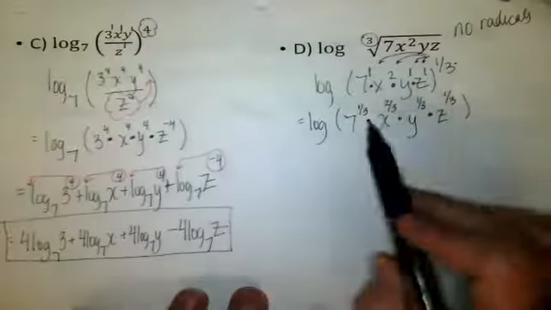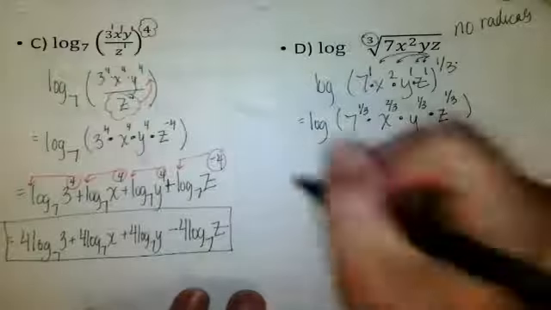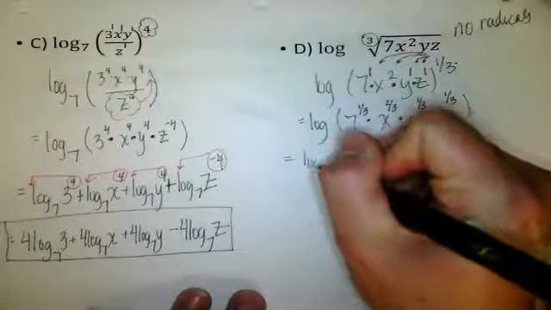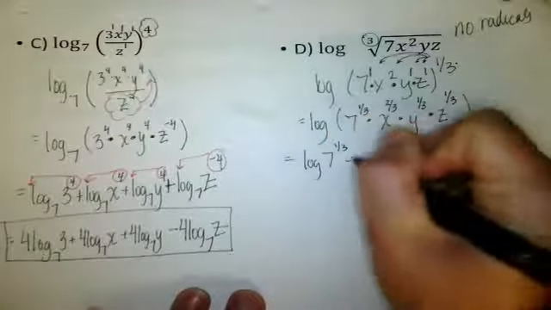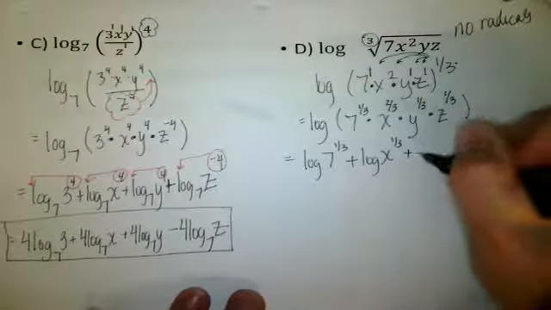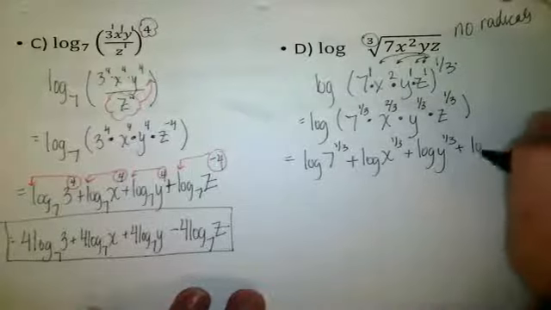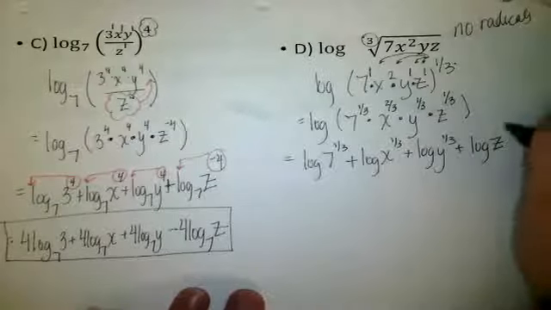Now again, we have a giant product. So what are we allowed to do? Add up all those logs. Log of 7 to the 1/3 plus log of x to the 1/3 plus log of y to the 2/3 plus log of z to the 1/3.